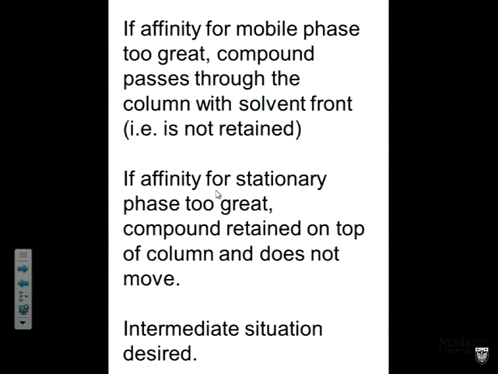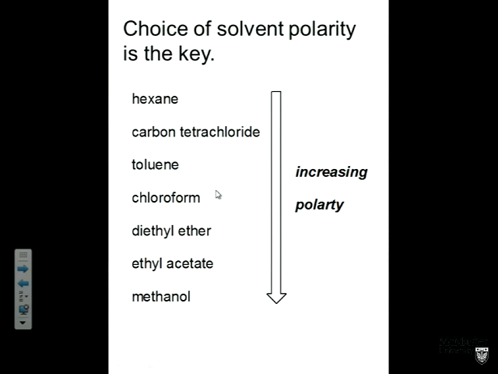Okay, so if the affinity for the mobile phase is too great, the compound passes through the column with the solvent front and is not retained. If the affinity for the stationary phase is too great, the compound is retained on top of the column and does not move. So we're aiming for an intermediate point. And here is our eluotropic order again. Slightly different solvents in this list. But choice of solvent polarity is the key to obtaining a good separation.